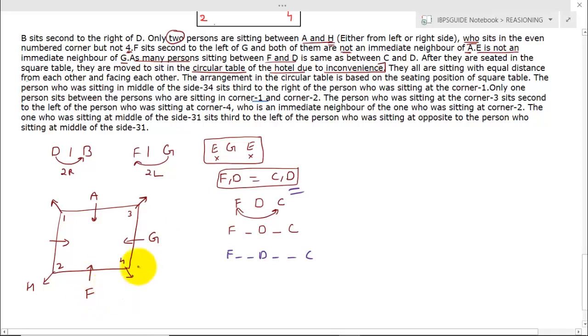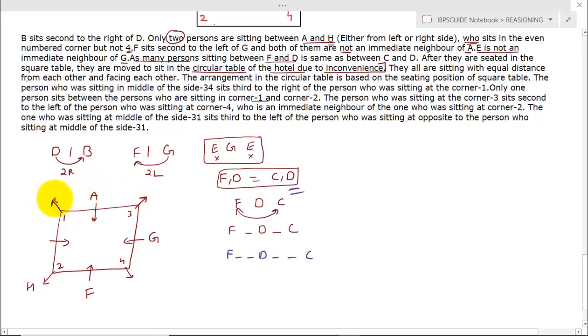Okay, is it clear? Now after placing F we need to check F and D, meaning the distance between F and D is the same as for C and D. So D cannot be at this position. If I place D at this position, then F and D have only one person between them, then D and C also one, meaning C must be at this position, which is not possible. So D failed from here. If D is here, then the second right will be this side for C.